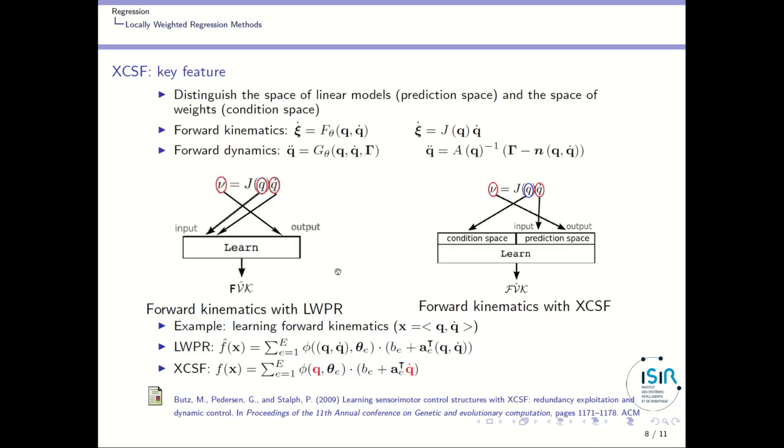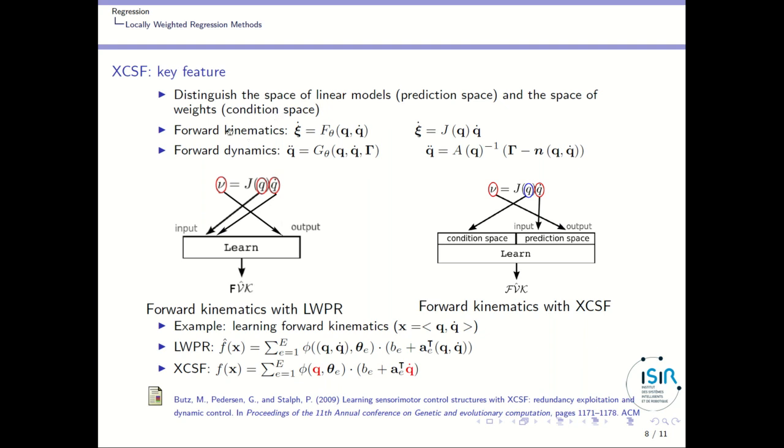And XCSF also benefits from a very specific idea that in fact could be transposed to other regression algorithms. They distinguish two different spaces: the space where you have your linear model and the space where you have your Gaussian functions. So the first is the prediction space and the second is the condition space.